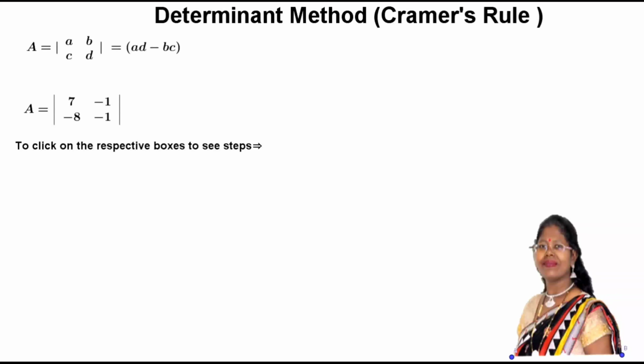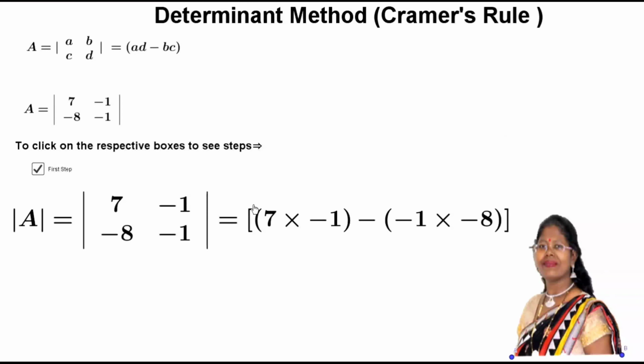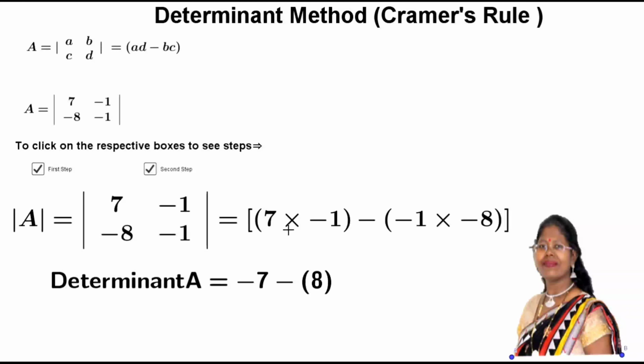Click on the respective boxes, two steps. First step: A is equal to, putting the values, 7, minus 8, minus 1, minus 1. In the formula, 7 minus 1 into minus 1 into minus 8. Okay. What is the second step? Second step, determinant of A: 7 into minus 1 is minus 7, minus 8. How does it come? Minus 1 into minus 8 is equal to 8.